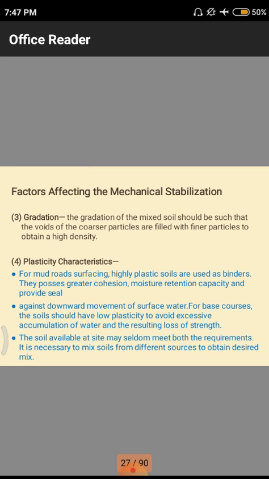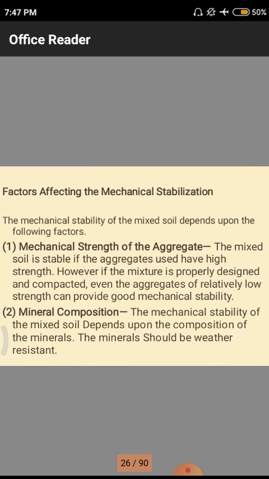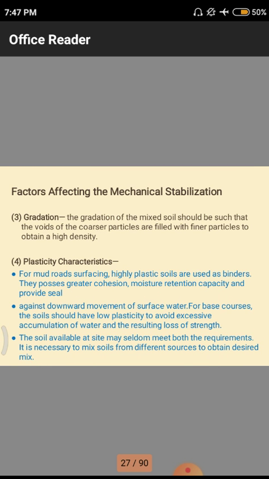Next one, factors affecting the mechanical stabilization. That means different factors are there. How will those factors affect the stabilization criteria? First of all, in the previous study we discussed two things: mechanical strength and mineral composition. In this third case, we have to go for gradation. Normally, whenever we are going for gradation, first we get very fine, after that we go for medium, after that very coarse. Likewise we have to obtain different quantities of materials according to their parameters.